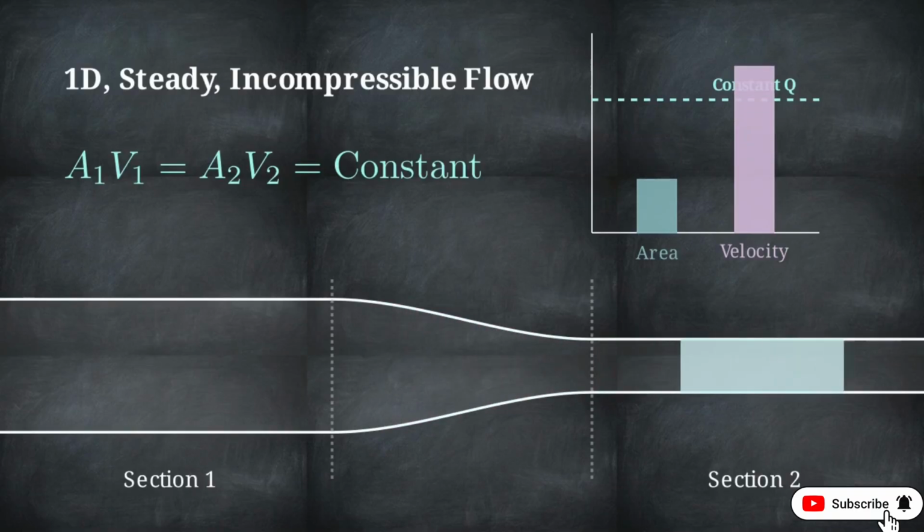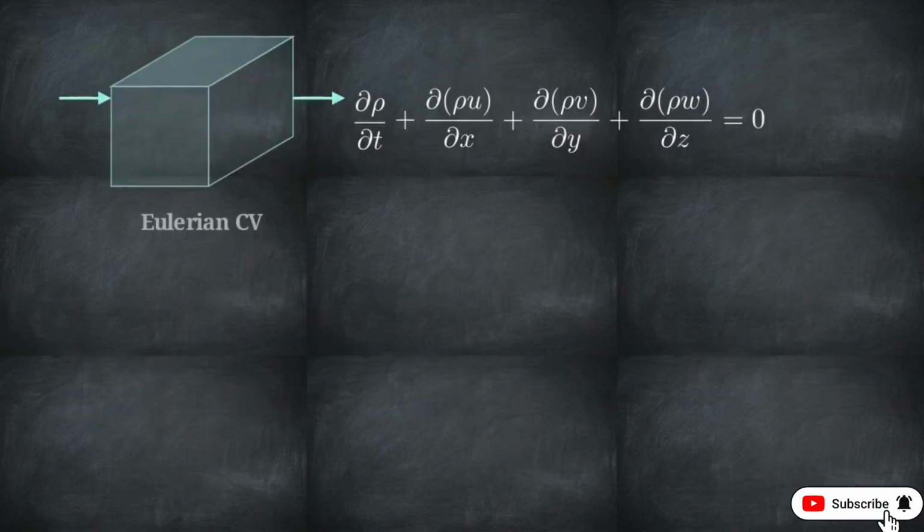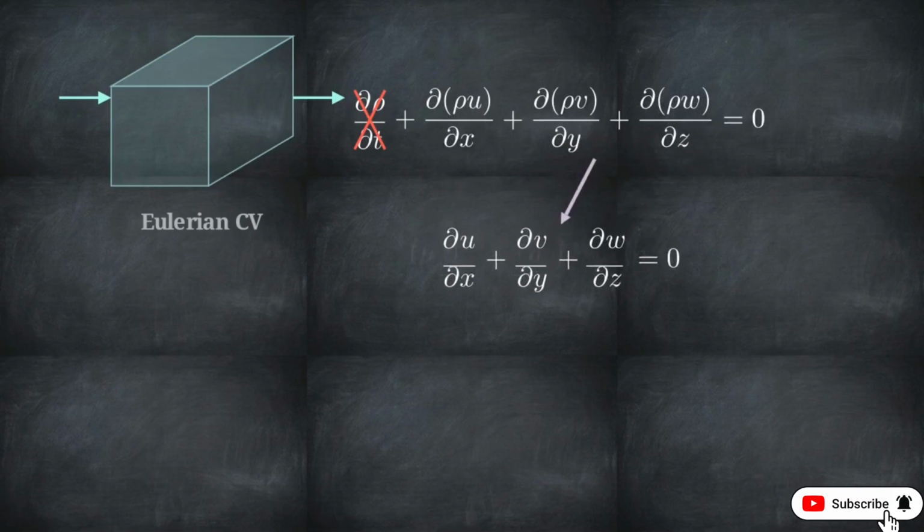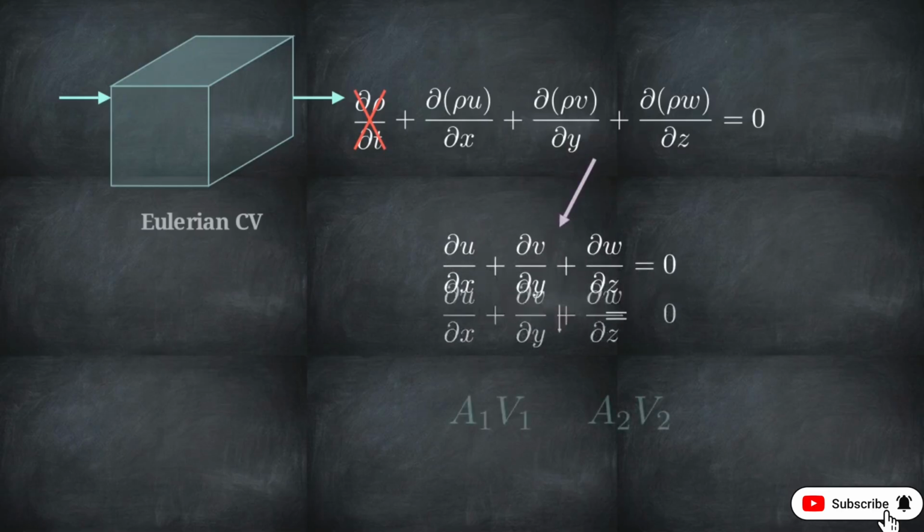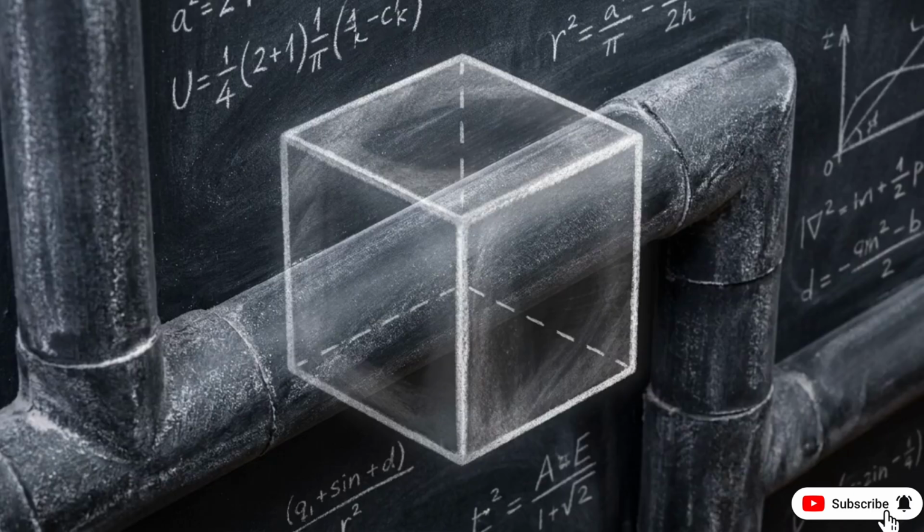To summarize, we started with the absolute law of conservation of mass inside an Eulerian control volume. We then assumed steady flow to eliminate time and incompressible flow to eliminate density, arriving directly at A1V1 equals A2V2. Real engineering power comes from seeing the physical volume behind the formula. When you understand the derivation, the equation becomes intuitive.